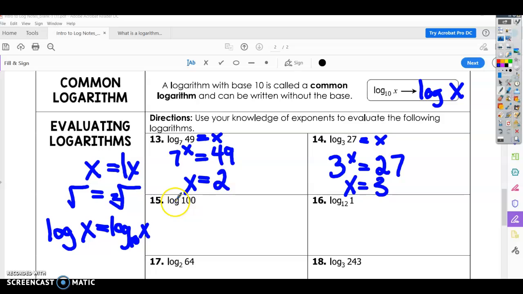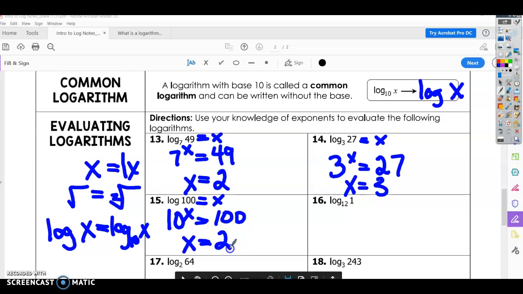All right, number 15 doesn't have a base. Remember, if it doesn't have a base, that's base 10. That's our common logarithm. So we're going to have 10 to some power, because we don't know what this is, equals 100. So 10 to what power equals 100? Well, 10 squared. So x would be 2 in this case.